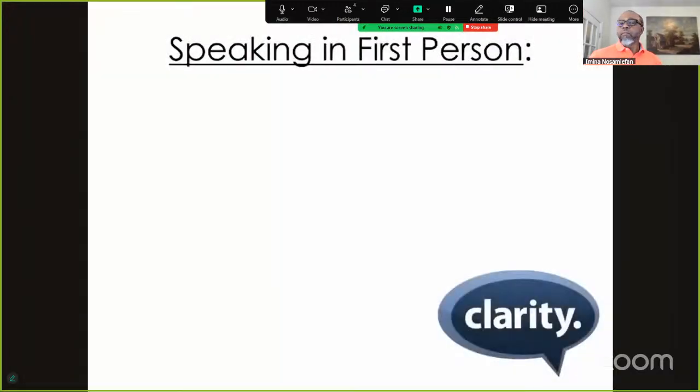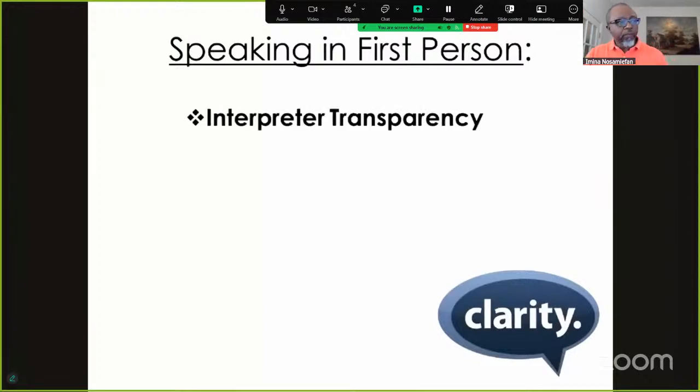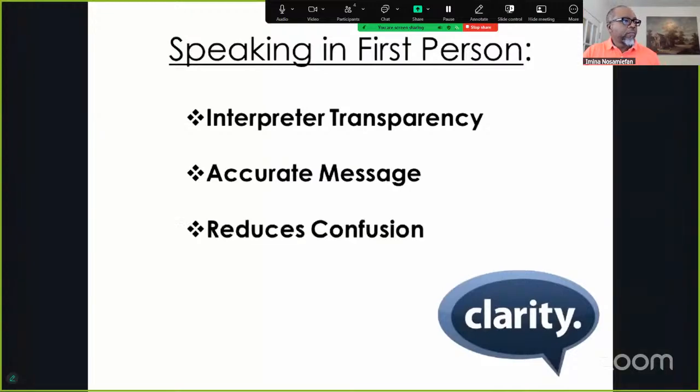A trained interpreter should always interpret in first person. This is the standard of professional interpreting. It allows the interpreter to become transparent, allows for a more accurate message to be conveyed, and reduces third-person confusion.